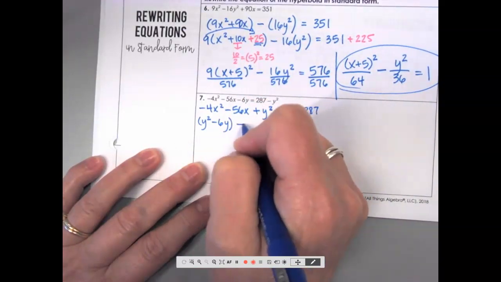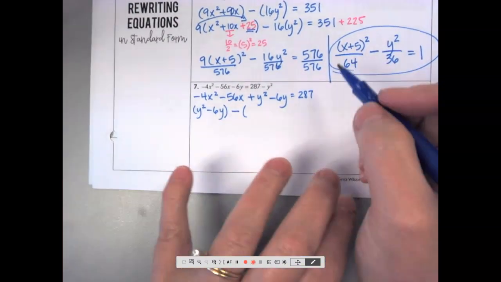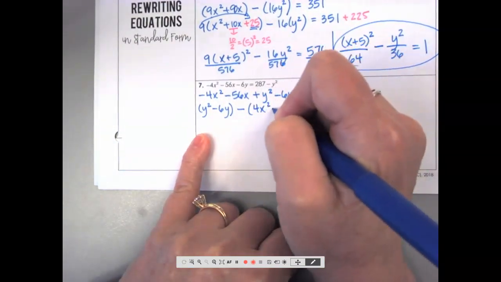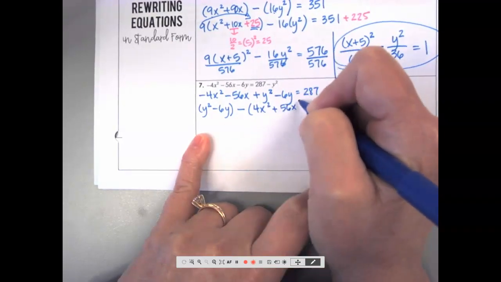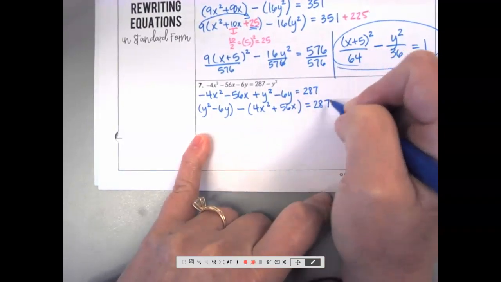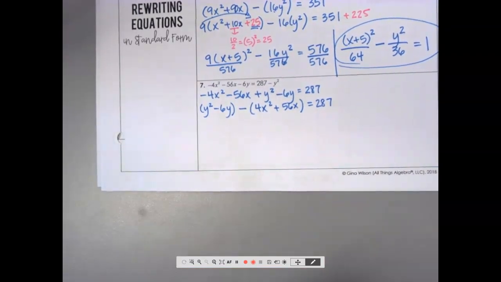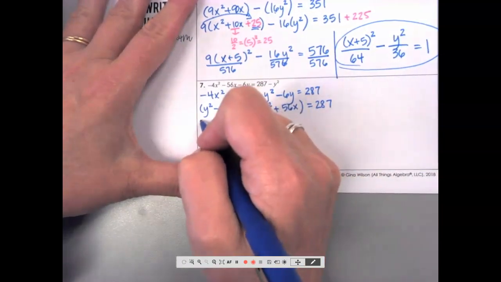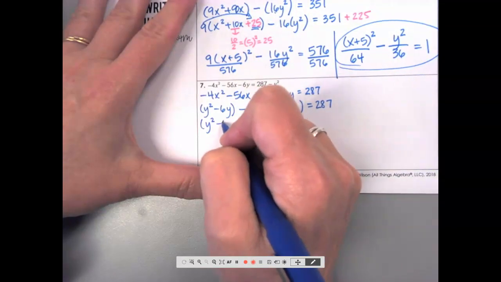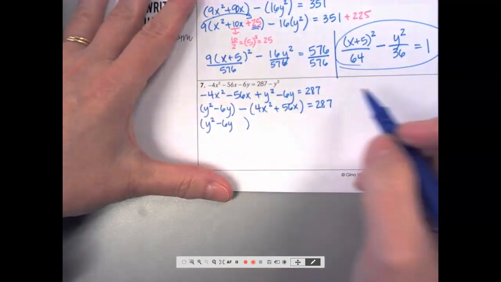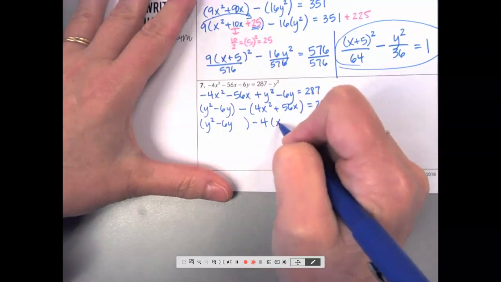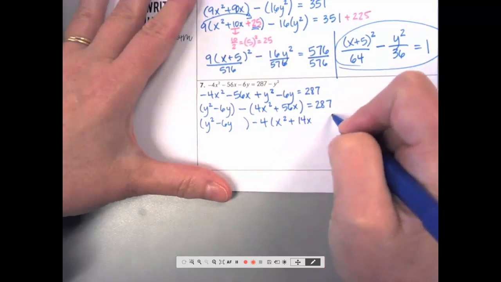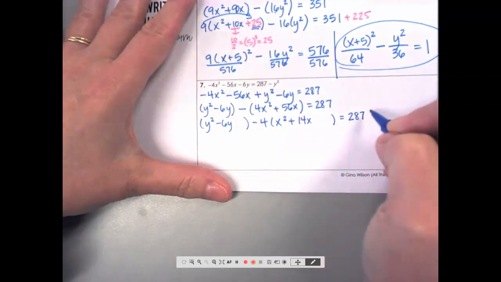Okay, group minus, now this negative will cause trouble. It will wreak havoc. Be careful. This will be a positive 4x squared plus 56x equals 287. Be careful with those negatives. Okay, next step, if I have a factor like I do here, the 4, I'm going to bring it out. So on this one, I've got y squared minus 6y, leave your space, minus 4 times (x squared plus 14x), leave some space, equals 287.